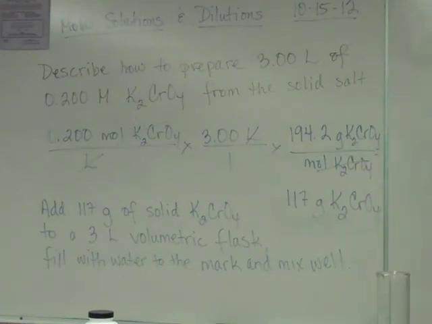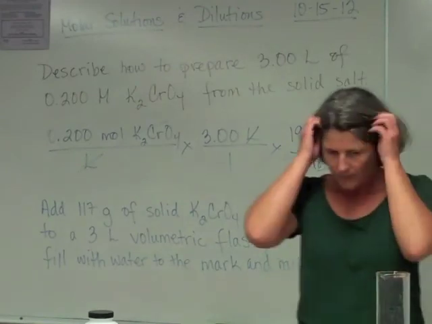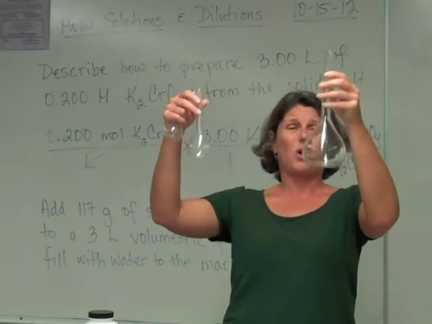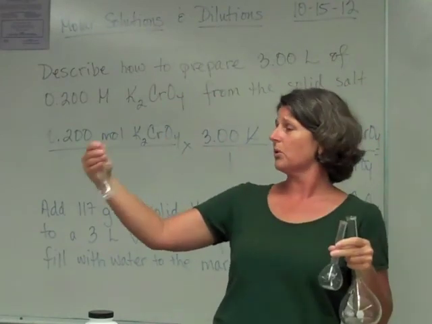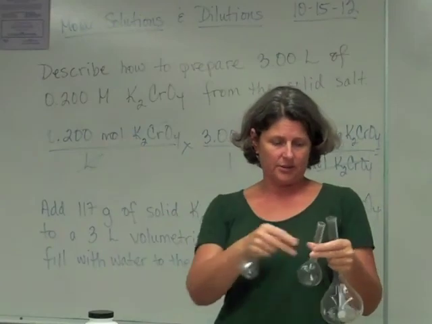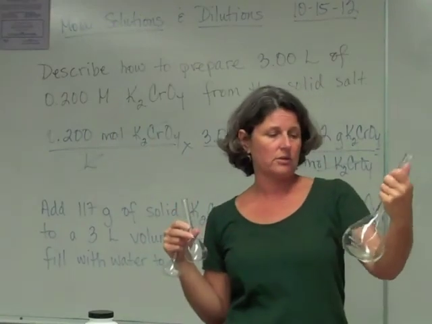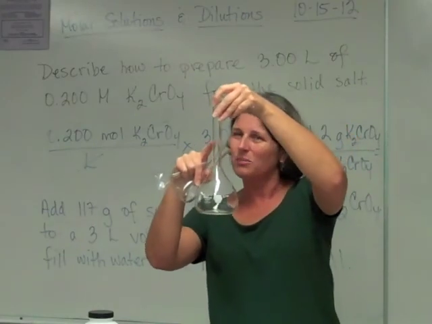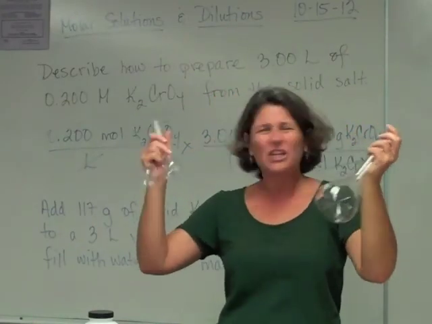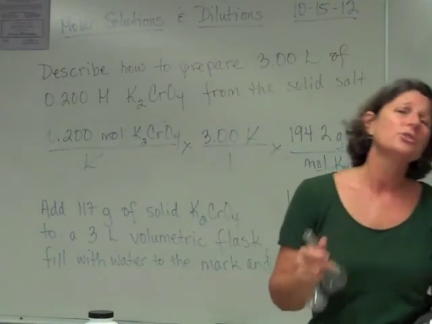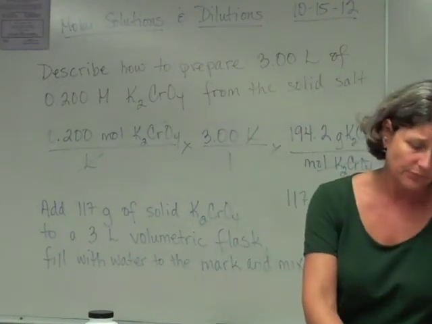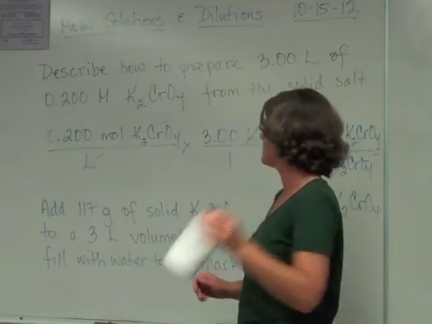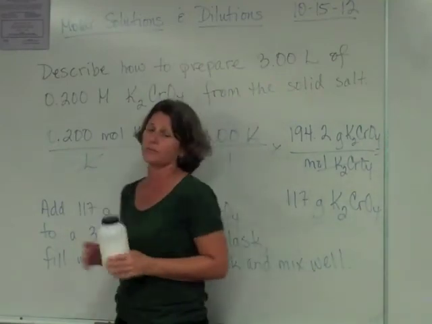So what that means is, my volumetric flasks come in a variety of sizes. I've got this adorable little 50 milliliter, 100 mils, 500 mils. A volumetric flask has one line, so it only measures one volume. These come in all different sizes: 1 liter, 2 liters, 3 liters. So what we're going to do is measure out on a scale 117 grams.